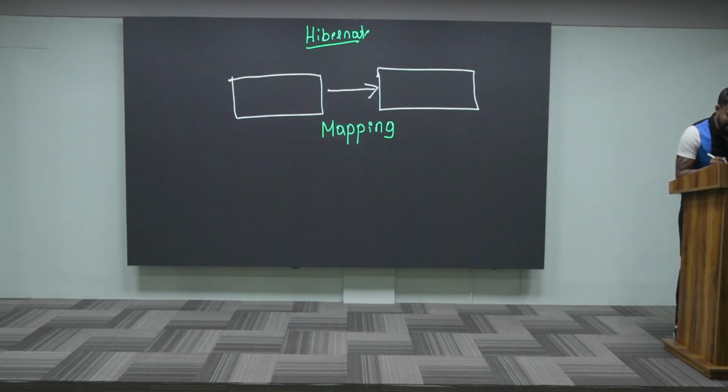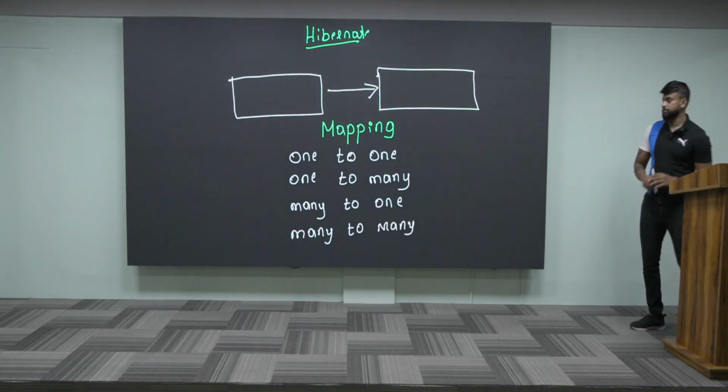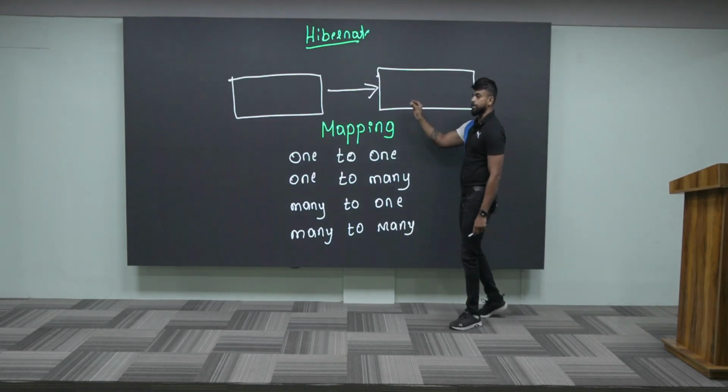Mapping. And in Hibernate, there are different types of mappings. One-to-one mapping. There is one more mapping known as one-to-many mapping. Not only this, there is many-to-one mapping, and there is one more mapping known as many-to-many mapping. So these are the mappings which are there in Hibernate.